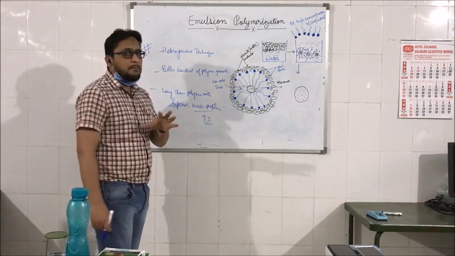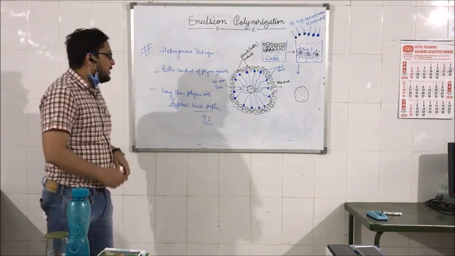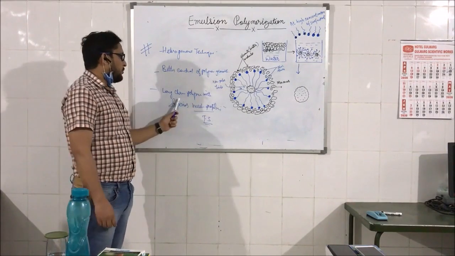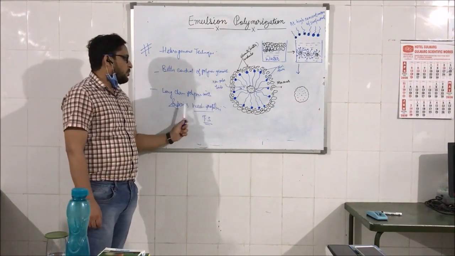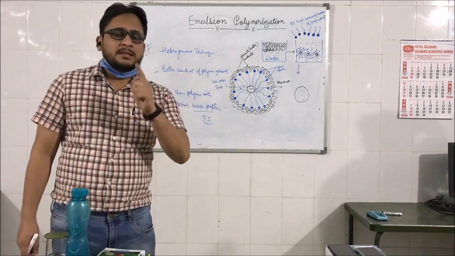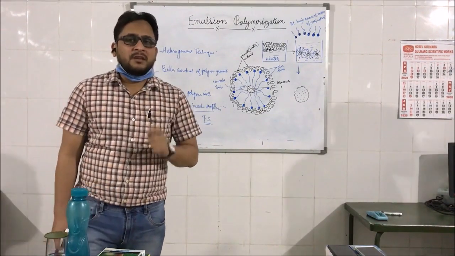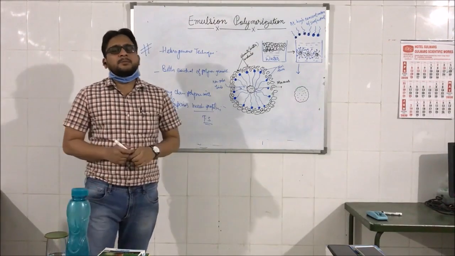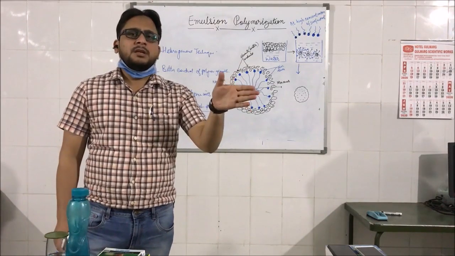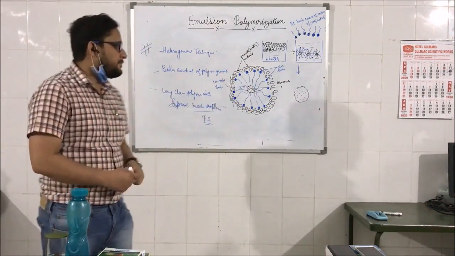Anyway, let us come back to the emulsion polymerization technique. So it offers better control of polymer growth. It produces long chain polymer with superior mechanical properties. Remember one thing, as the molecular weight of a polymer increases, its mechanical properties also increase. So mechanical properties of polymers are proportional to their molecular weights.